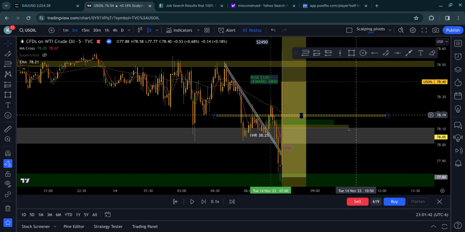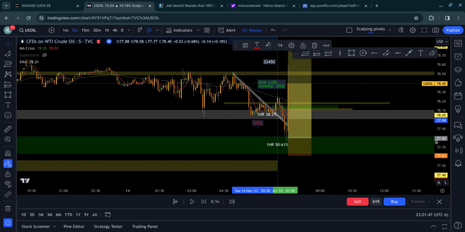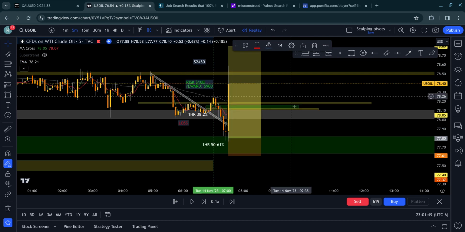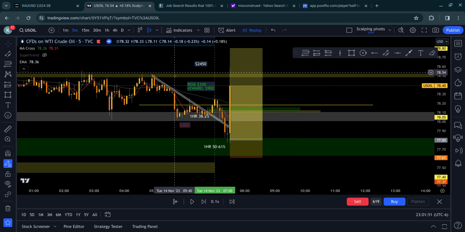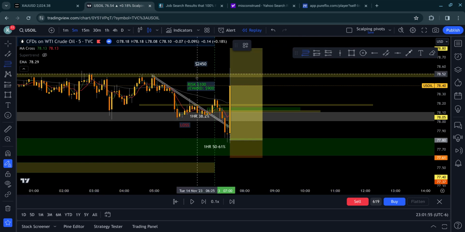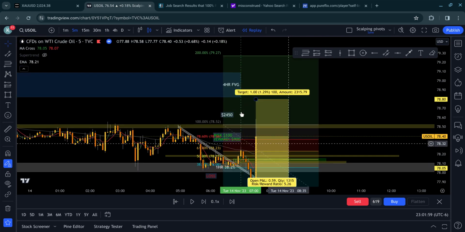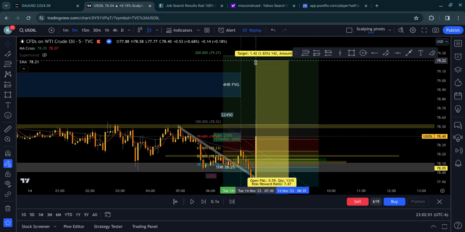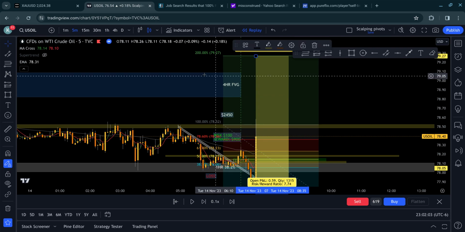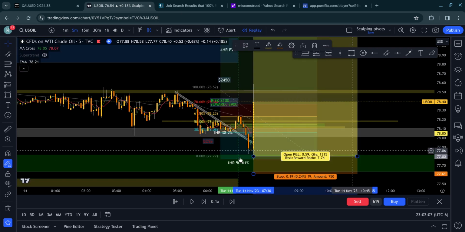This is how I would have looked at it. Okay, I got a tap back into that original 1-hour 50 to 61%. So what am I going to do? I'm going to re-enter that thing, now that I see that it really wanted to pull back and tap into that. So now I'm going to set my take profit again for this high. And so we got a 7 to 1.